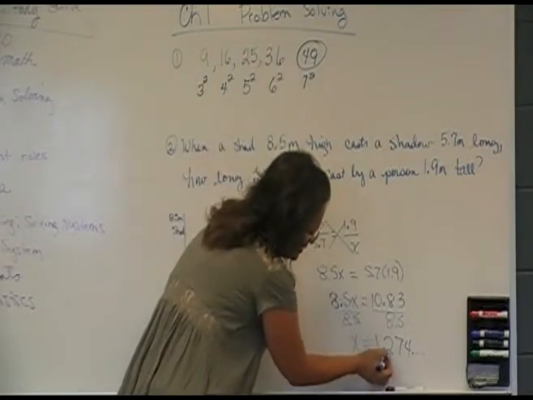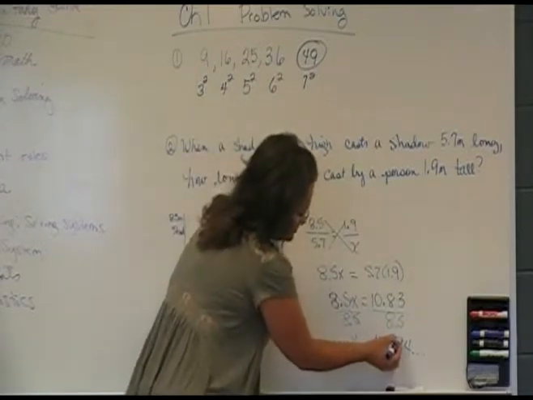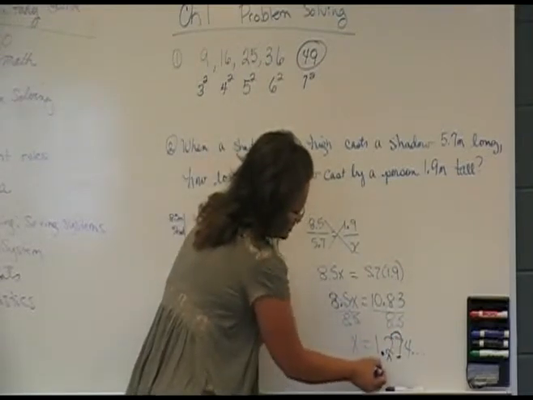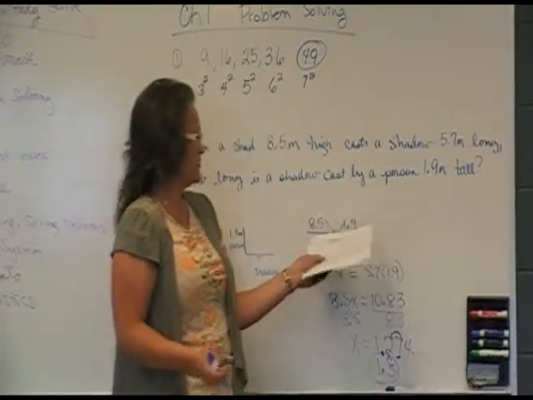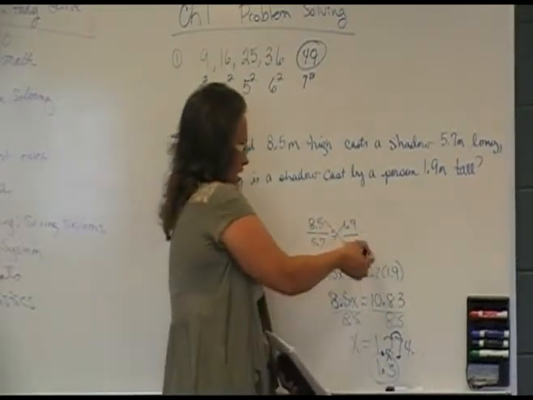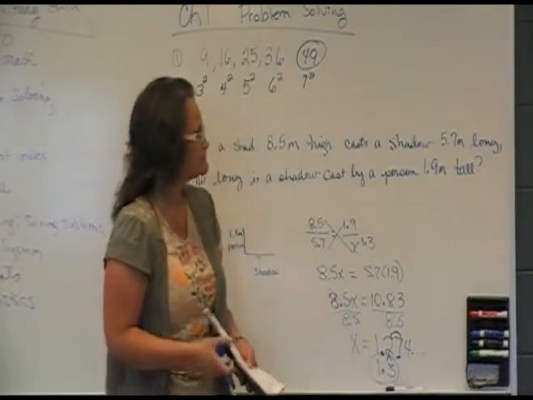After your decimal point, that next place is tenths. So the 7 says to round that up to a 3, so it should be 1.3. So we can expect that a 1.9 meter tall person would have a 1.3 meter long shadow with this setup.